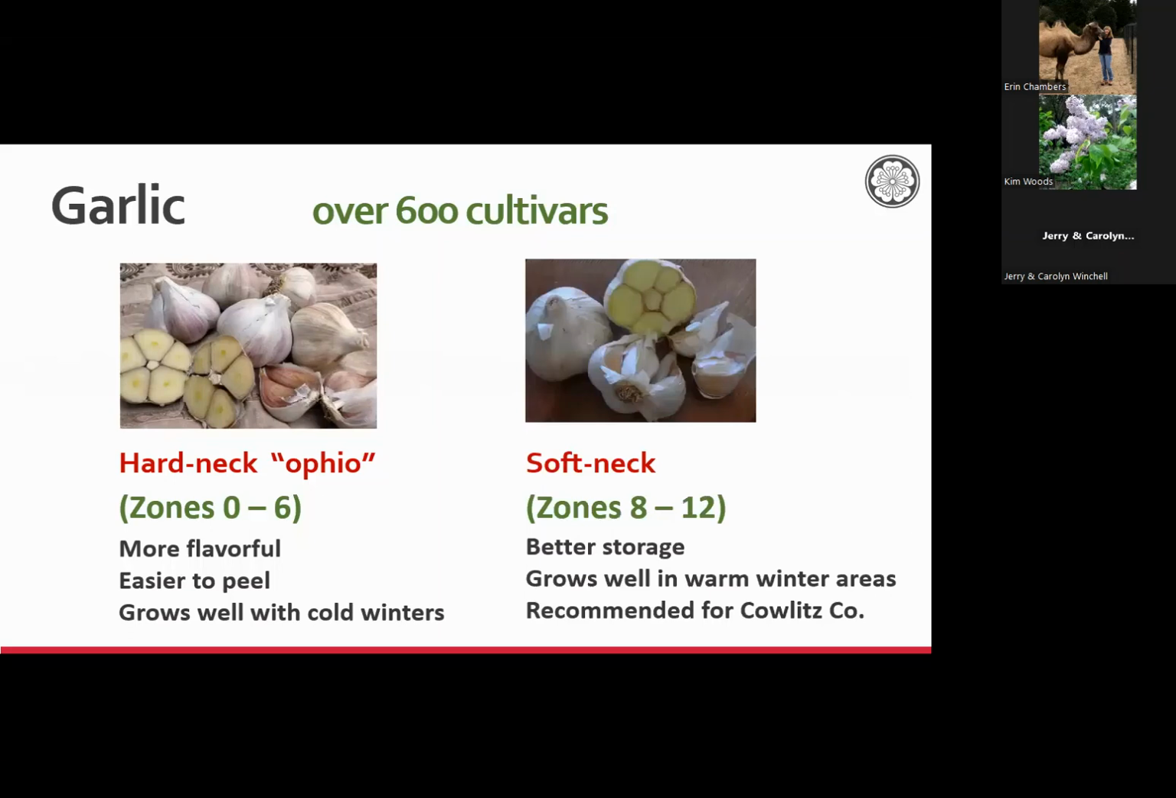The softneck variety has better storage, grows well in warm winter areas, grows best in zones 8 through 12, and is recommended for Cowlitz County. Now you'll notice that zone 7 is missing. These are the zones in which the garlic grows best. Where I live, I think I'm on the border between zone 8 and 7. And so if you live in zone 7 or on the edge, it is suggested that you try both varieties to see which variety grows best in your particular location.